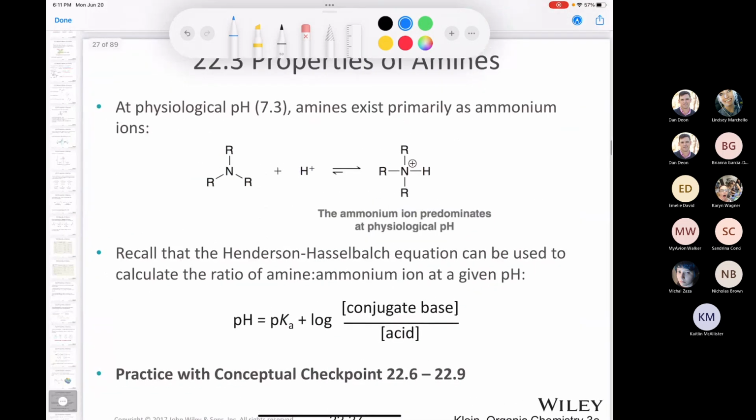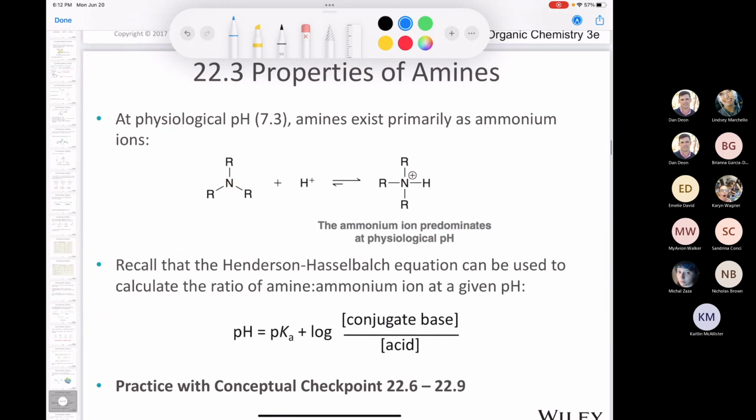Now let's talk about how amines exist at physiological pH. Physiological pH is around 7.3. It says here that amines at physiological pH actually exist primarily as ammonium ions. So if you ingest an amine, chances are your body is just going to protonate it and form the conjugate acid of it. The ammonium ion will predominate at physiological pH.